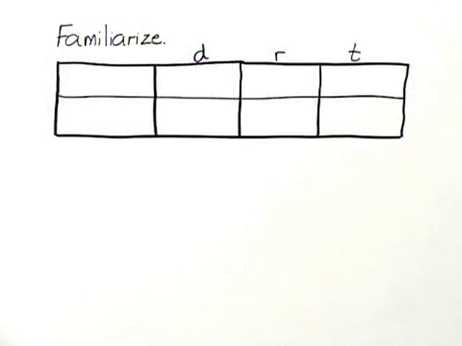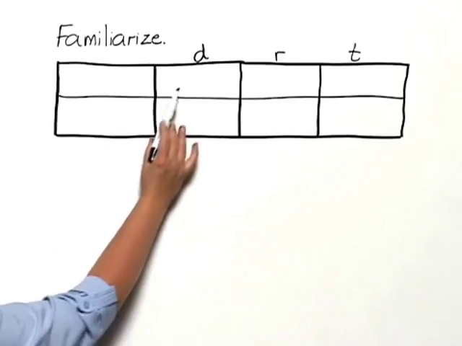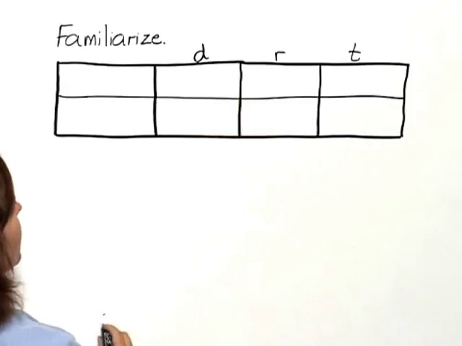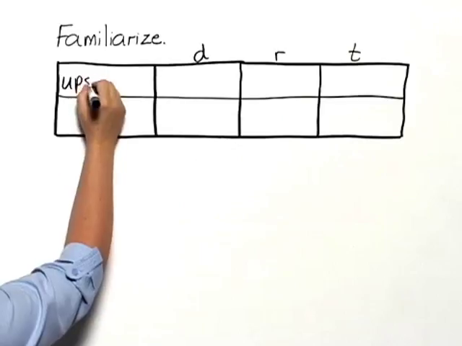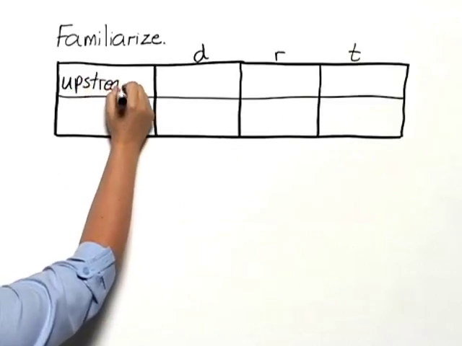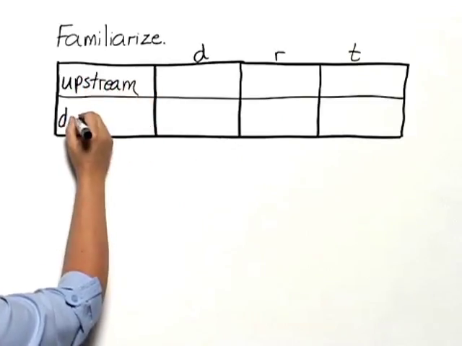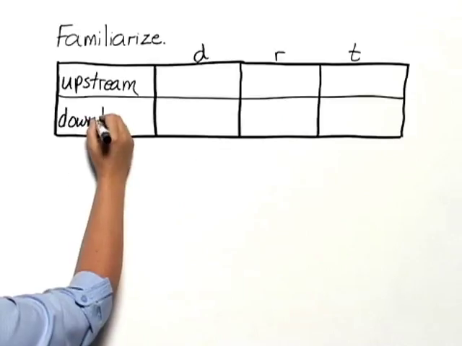This is a motion problem, so to familiarize ourselves with a motion problem, we can organize our information in a chart, and we need columns for distance, rate, and time. And we have two motion situations, upstream and downstream. Now, first of all, we start with what we know.